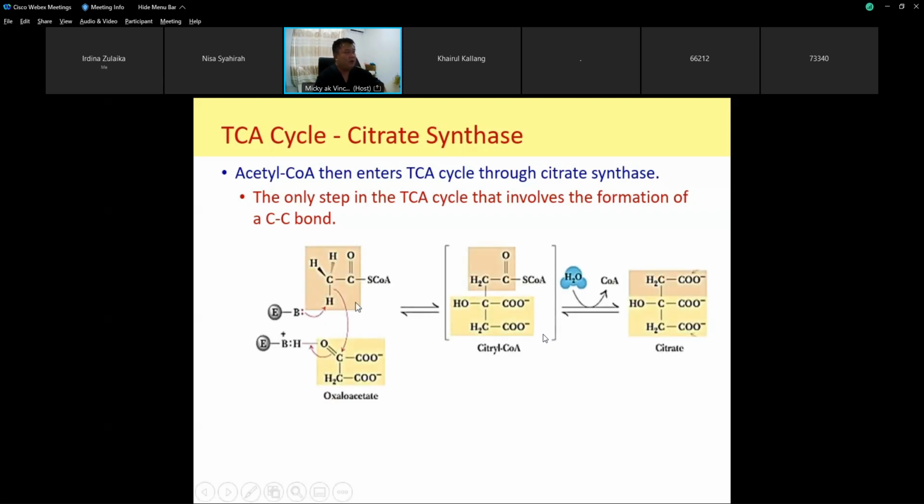So you have your acetyl-CoA, 2 carbon, bergabung dengan oxaloacetate, which is 4 carbon. 1, 2, 3, 4. So 4 tambah 2. Then you get the intermediate. I will not talk about the intermediate. I'll just talk straight about the citrate. Ni nanti pening kepala kamu. So acetyl-CoA campur oxaloacetate terus bergabung, menghasilkan citrate, which is 6 carbon. So 1, 2, 3, 4, 5, 6. So that is the first intermediate in the Krebs cycle.